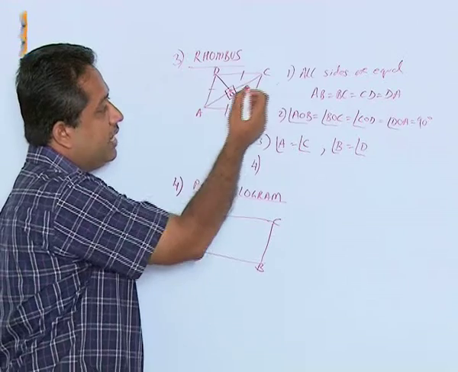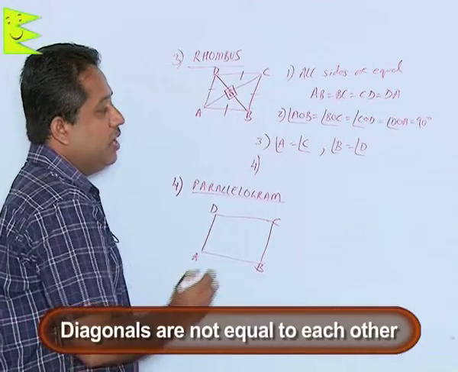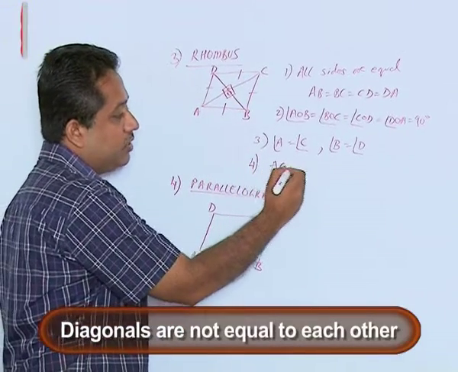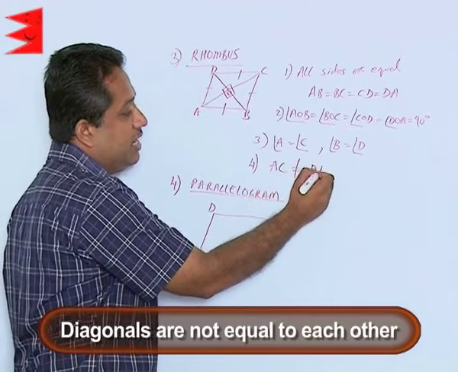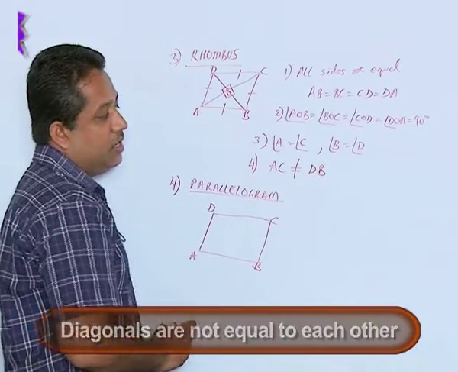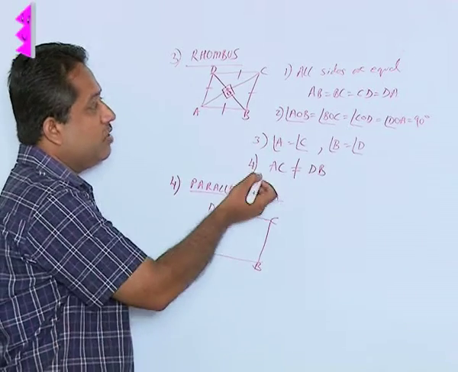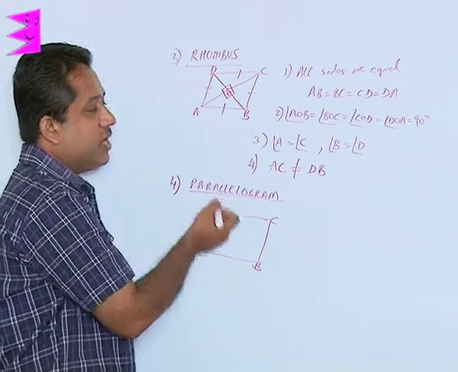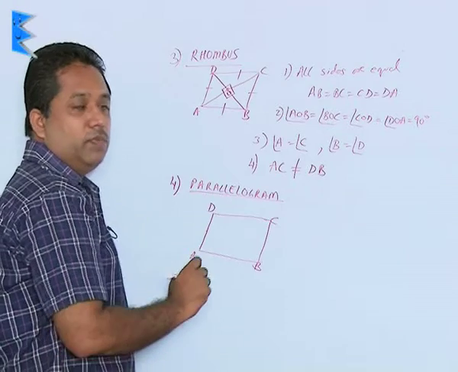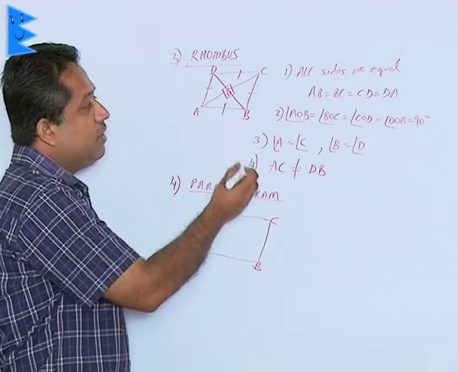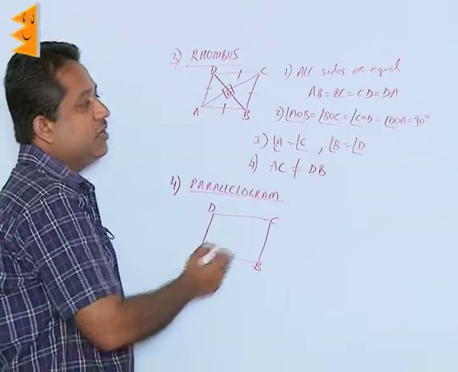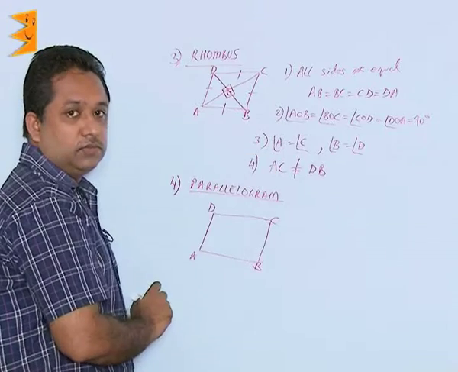Here, if you look at the diagonals, they will not be equal to each other. So, AC and DB will not be equal. However, in a square they were found to be equal. So, you can be asked to differentiate between a square and a rhombus, or you could be asked to find out the similarities between a square and a rhombus based on its properties.